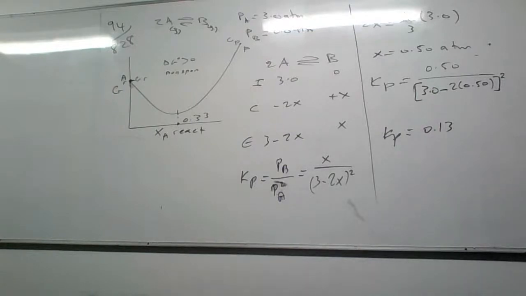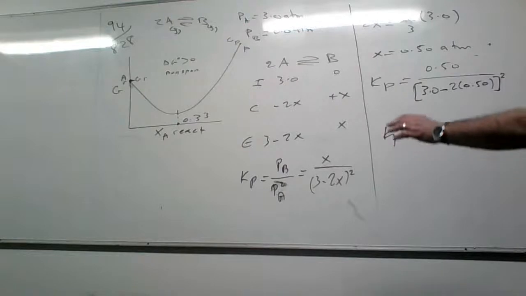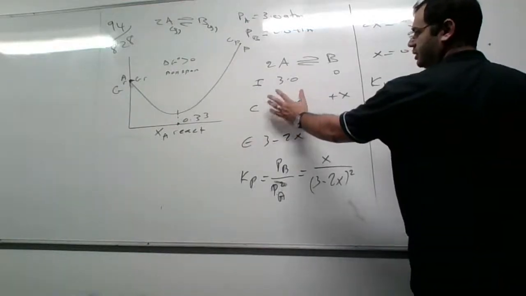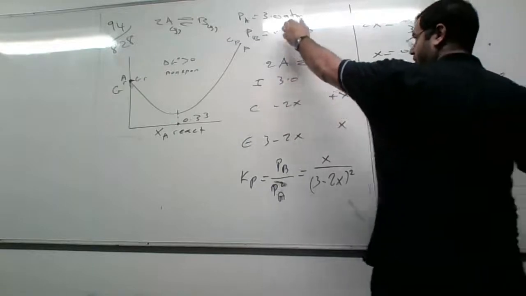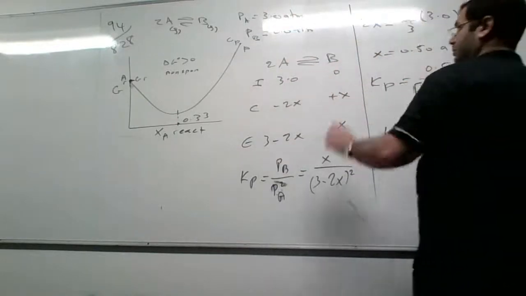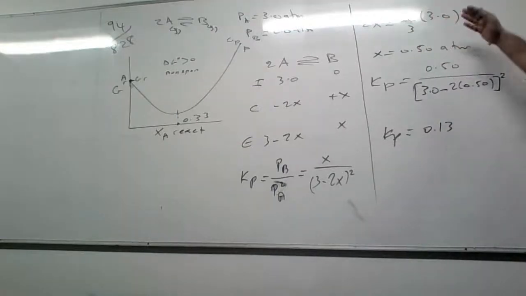Okay, that's it for today. يعني أنا the part that is dissociated, this part, it's 1/3 of A. 1/3 of the pressure. This is 1/3 of A. Okay, that's it.